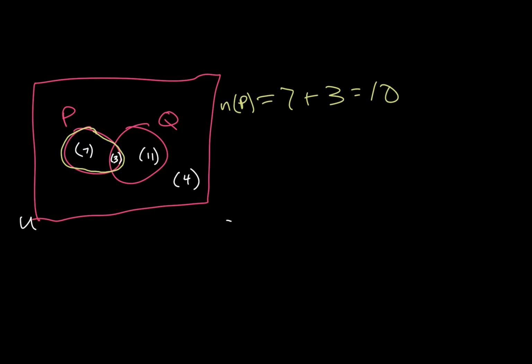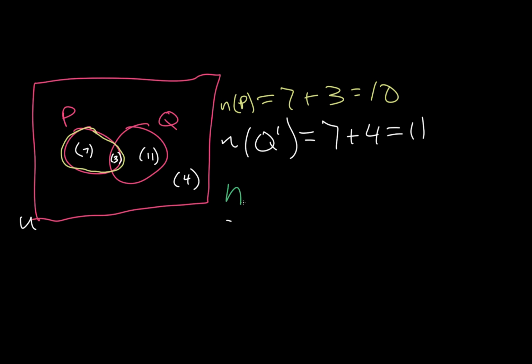Now the next one is the complement of Q. So we want to find n of Q complement. Basically we want to find everything that is not in Q. Q represents this 3 and this 11 added together, so we want to add the 7 and the 4 because they are not inside Q. 7 plus 4 is 11, and that answers that question.